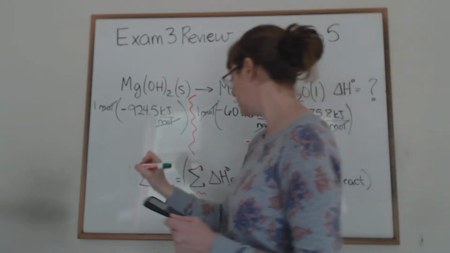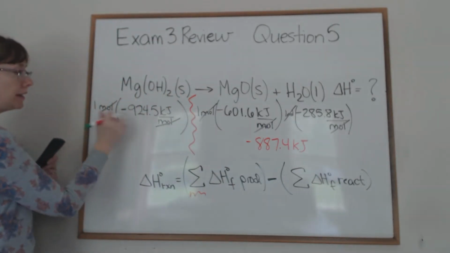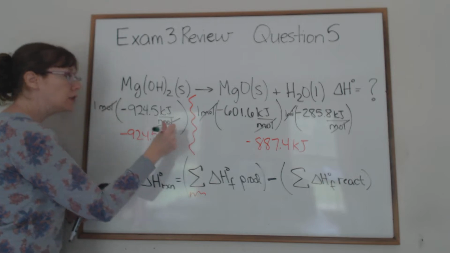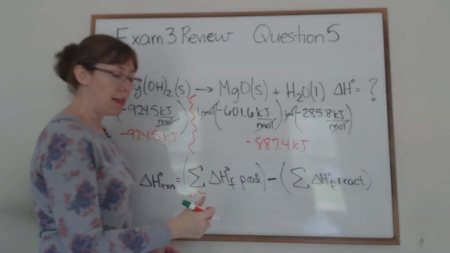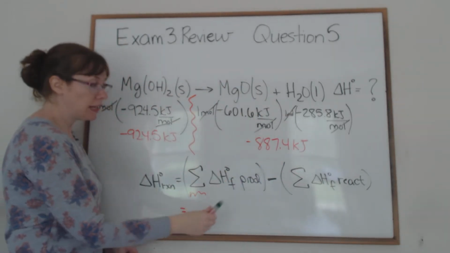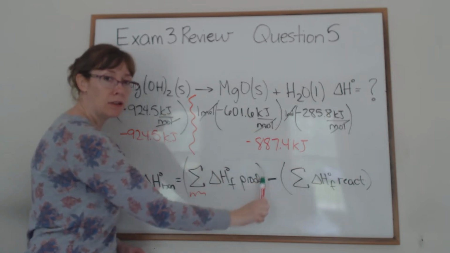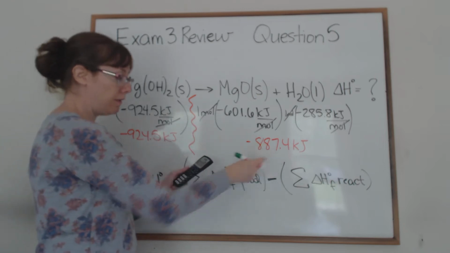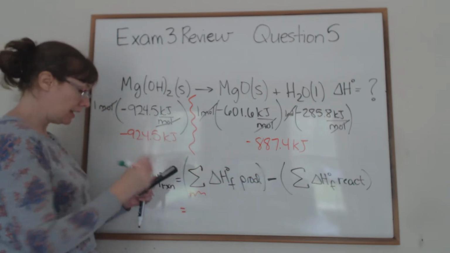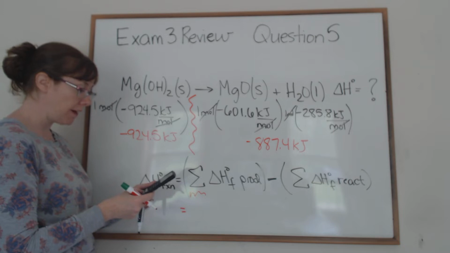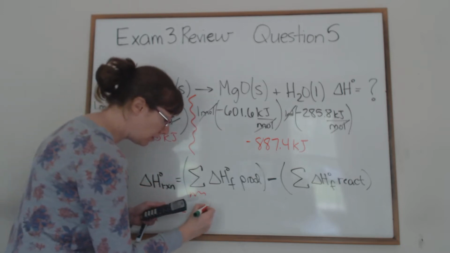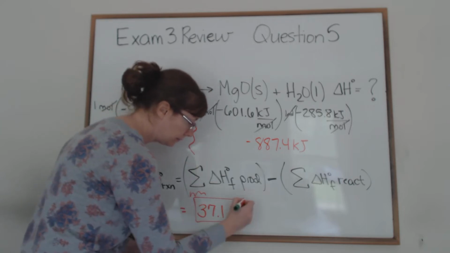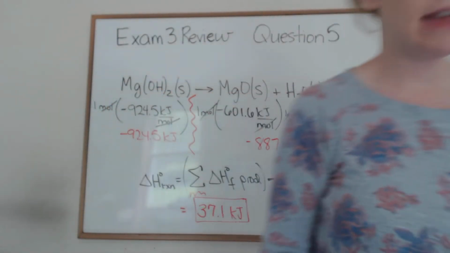And then let's get the sum of the reactants. Well, there's nothing to add here, so it's just this, negative 924.5 kilojoules. So you get your 2 sums, and then to get the final answer, you take the sum of the products and you subtract the sum of the reactants. So we're going to do negative 887.4 minus negative 924.5. And I'm getting an answer of 37.1 kilojoules. And that is the answer.